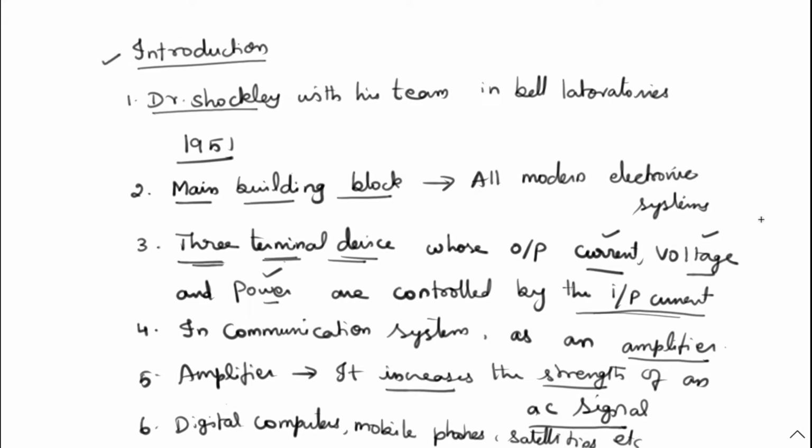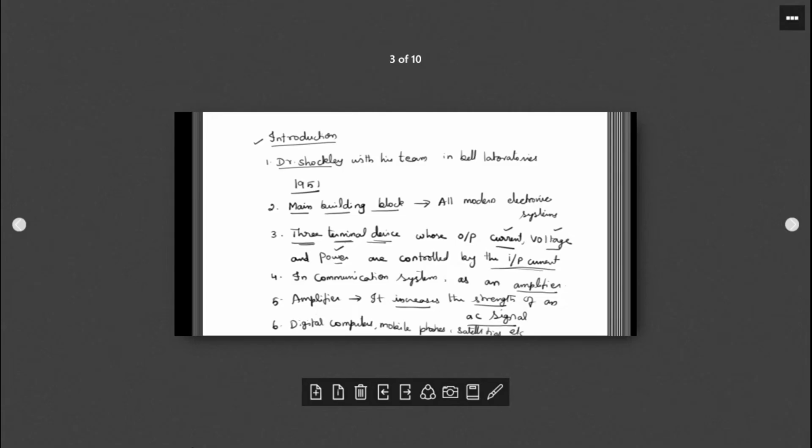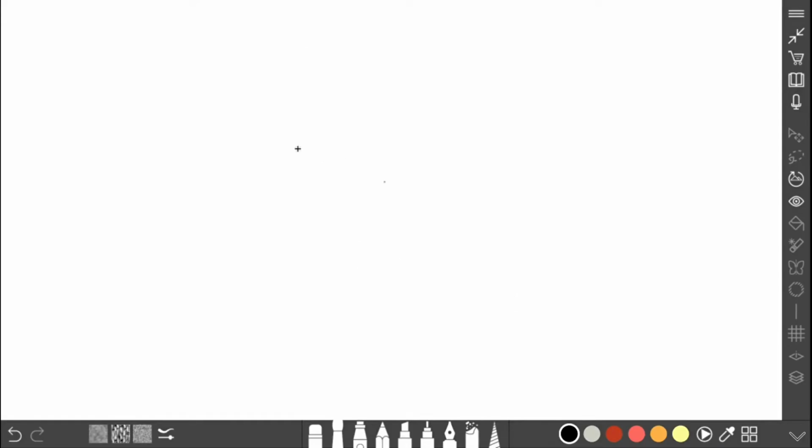Next we have to discuss the definition of a transistor. What is the definition of a transistor? Already I said it is a three-terminal device. So let me write the definition first and then I will explain.